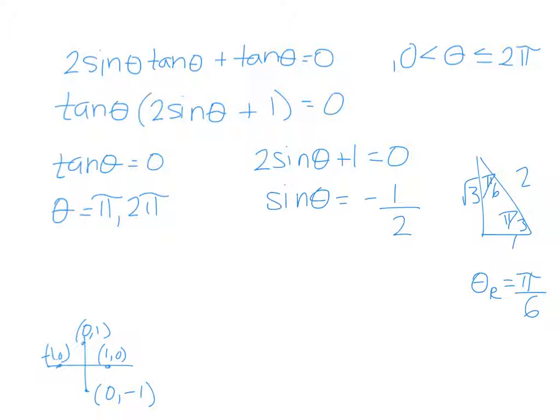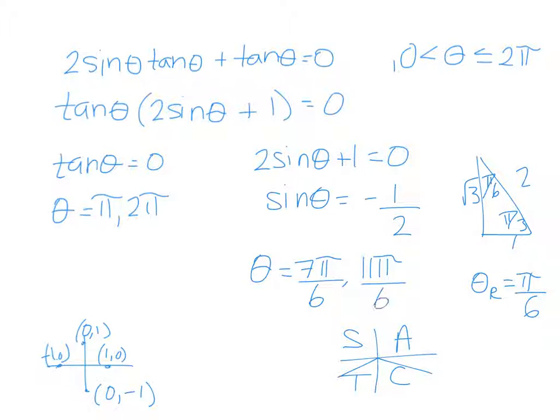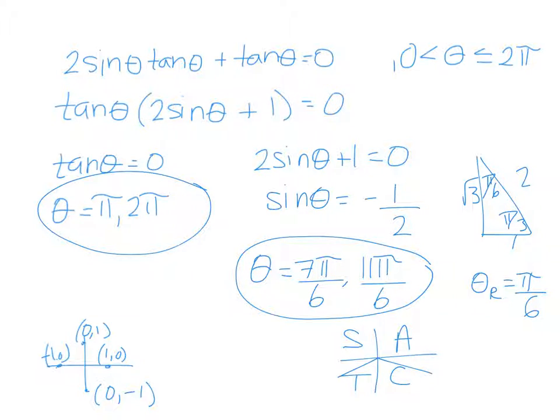We'll look at which quadrants we should be in. 3 and 4, because it's -1/2. So we're going to have a pi over 6 reference angle here and here, which means we have 7 pi over 6 and 11 pi over 6. So answers are here and here.